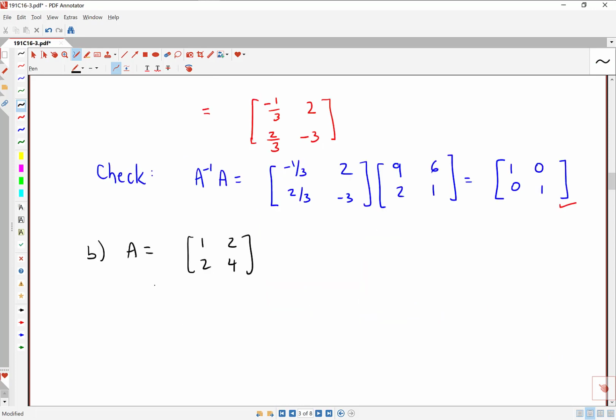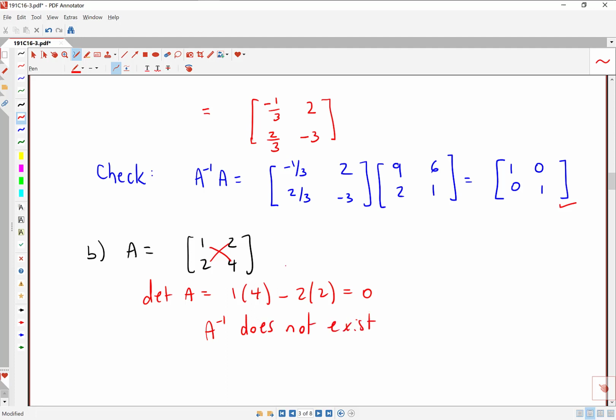Let's try part B. Again, the problem is to find A inverse. So the first thing we would do here is calculate the determinant of A. For the determinant, multiply the entries on the main diagonal, so 1 times 4, and subtract off the backwards product, the 2 times 2. And that gives us 0. All right, so it doesn't make sense to divide by 0. Remember, when your determinant is 0, that's an indication that A inverse does not exist. So that's all we have to say there.